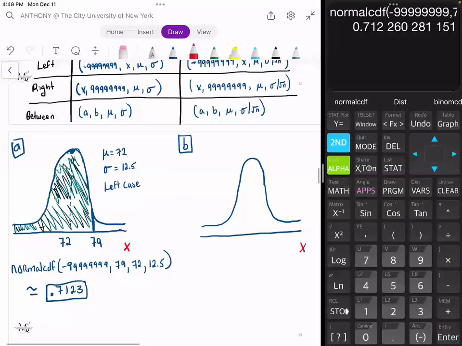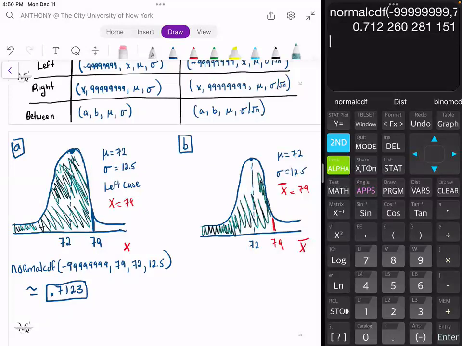So we have x bar, but the rest of the problem will somewhat stay the same. You have the mean at the middle, right? The mean is still 72. The standard deviation is still 12.5. Instead of x being equal to 79, now we have x bar equal to 79. But 79 is located somewhere here again. Without loss of generality, we highlight this region because this is a left case.